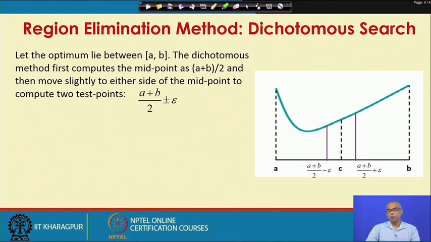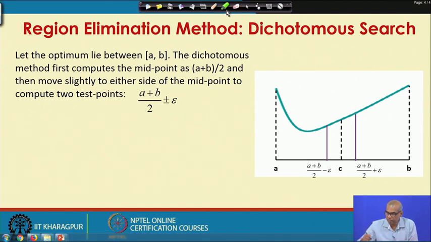So, the first region elimination method that we talk about is dichotomous search. This is a very simple region elimination method. Look at the figure shown. The optimum is bracketed in the interval a and b. Let us first find out the midpoint c. So, the dichotomous method first computes the midpoint c as (a plus b) by 2 and then moves slightly to either side of the midpoint to compute two test points or trial points, those x1 and x2.